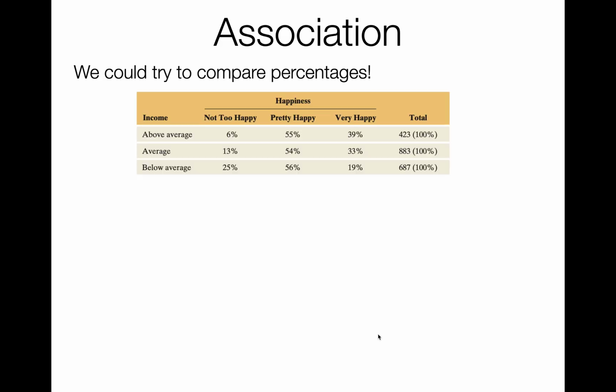And so what we might want to look at is percentages. I can compare the percentages. Percentages are easier because it's all on the scale of 0 to 100, and so it's easier to see differences there. So if you look here and you compare the 3 different happinesses for each level of income, you'll see a pattern.